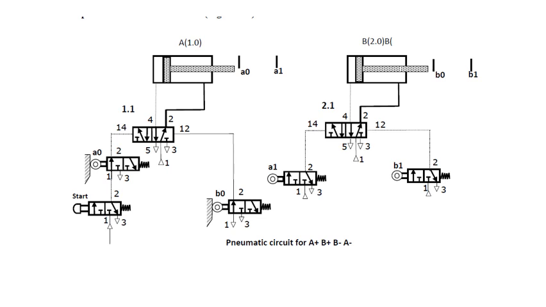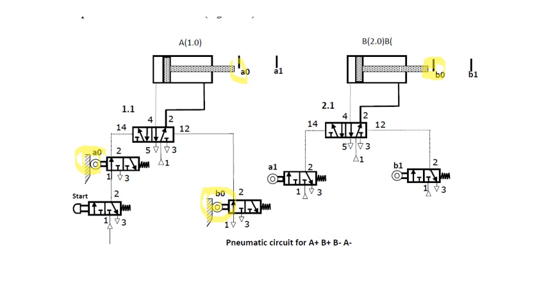See, in the initial condition, the A0 limit switch is giving a signal. The limit switch is on because the cylinder is in the retract condition. In the same way, cylinder B is also in the retract condition, so that is also generating a signal. So it will be getting two signals. That is the initial condition.